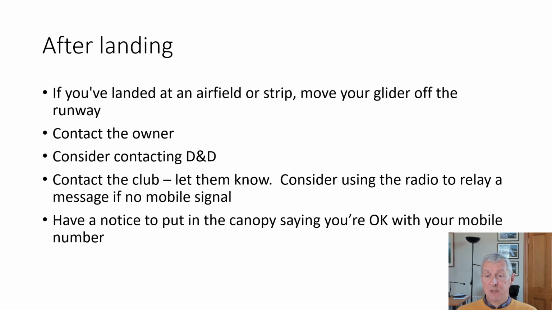If you don't have mobile signal, you can use the radio to relay a message on one of the gliding channels if there's no mobile signal. And it's worth having a notice to put in your canopy, just a sheet of A4, saying you're okay with your mobile number. So when you go walking around to find the owner, people can call you.